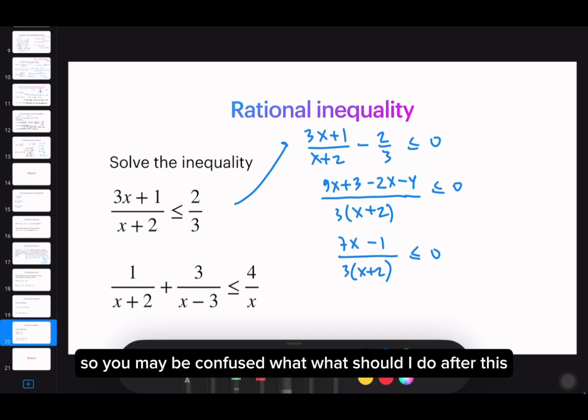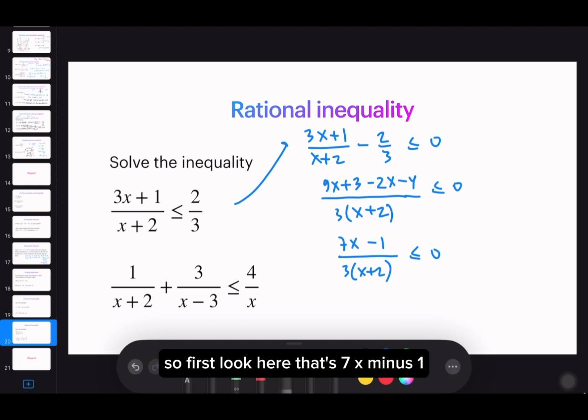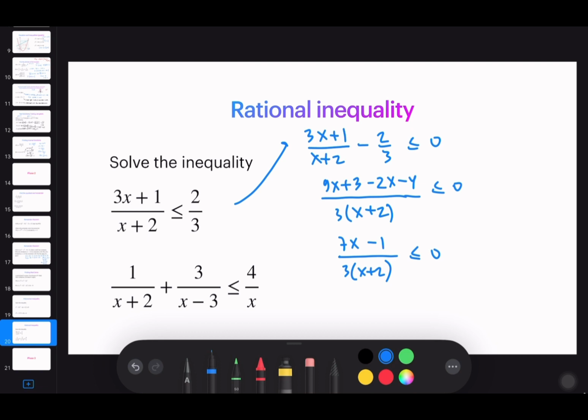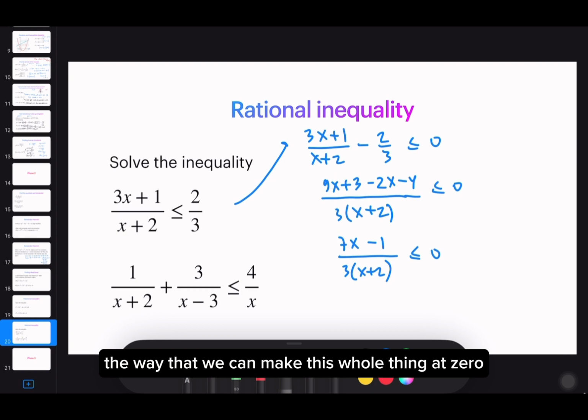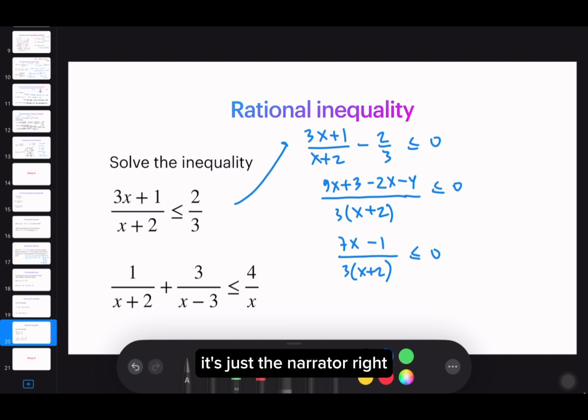So you may be confused: what should I do after this? First, look here. We have 7x minus 1 in the top, right? If this is a fraction, the way we can make this whole thing 0 is just the numerator, right? So you can think 7x minus 1 equals 0, x will be 1 over 7, right? That is the one thing that can make this whole formula become 0.